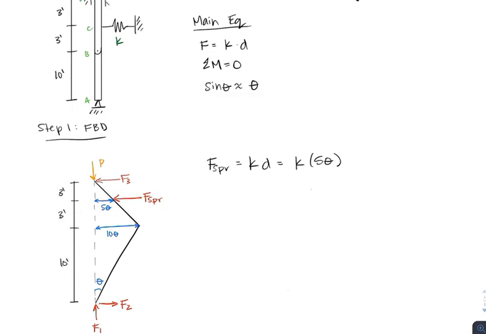Now, in order to find P, we actually have to do an extra step. We can't just take the sum of moments about point A right now. Since it's in line with the reaction, we wouldn't be able to solve for P. So our next step is that we need to find F3 in terms of P.